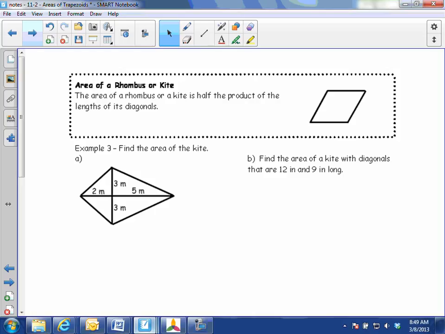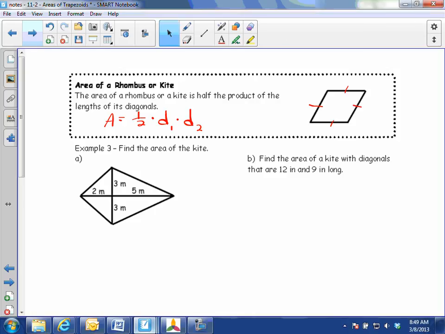Okay, so for a rhombus or for a kite, they have the same formula. Alright, so for the area of a rhombus or kite, again, we have the same formula. It says area is half the product of the lengths of its diagonals. So it's going to be half times D1 times D2.